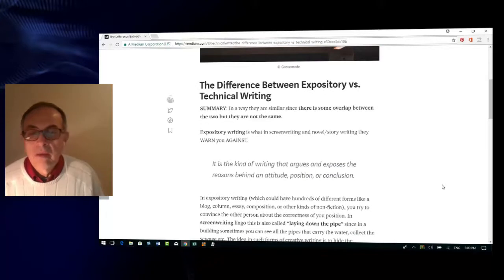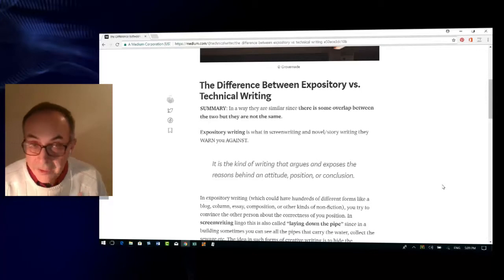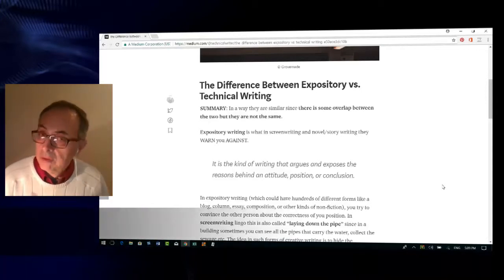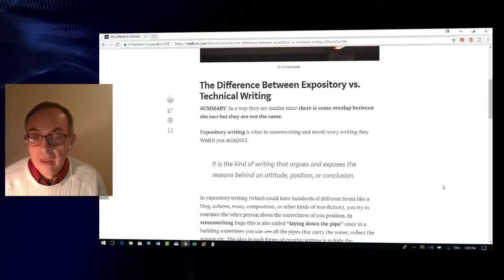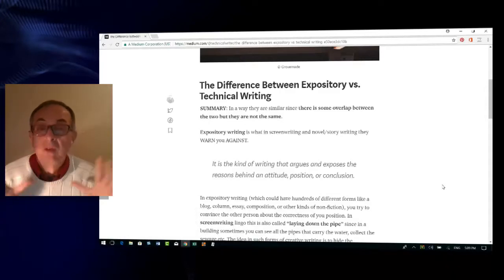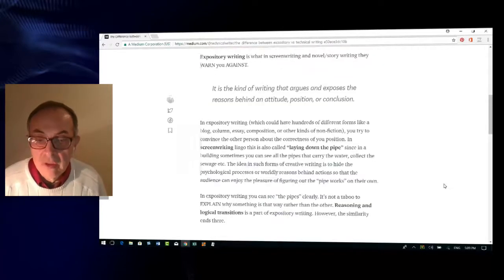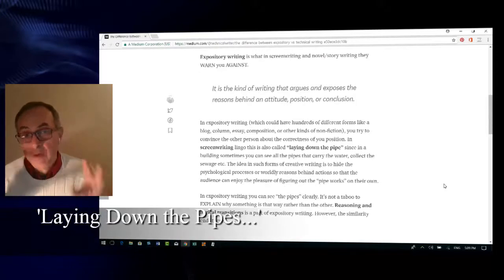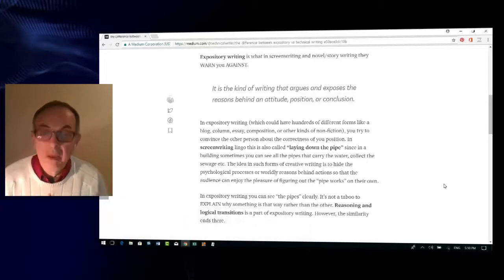Expository writing is what, in screenwriting and novel story writing and creative writing, they warn you against. All teachers, writing instructors and tutors tell you not to write in a way exposing the reasons behind an attitude, position, or conclusion. Actually, in screenwriting, some call this laying down the pipe. It's one of the worst sins you can commit.